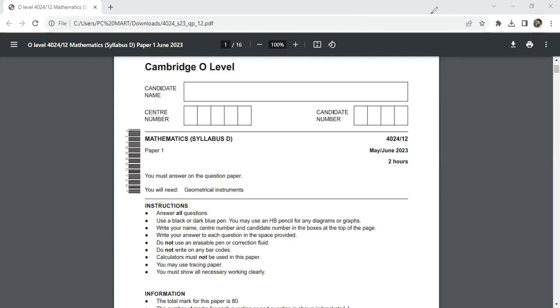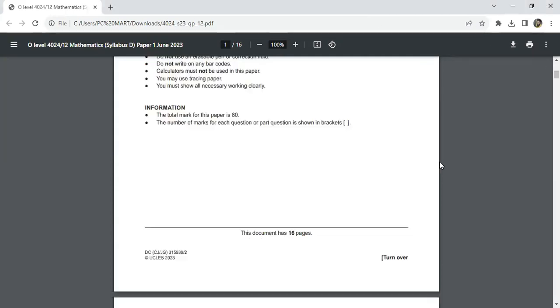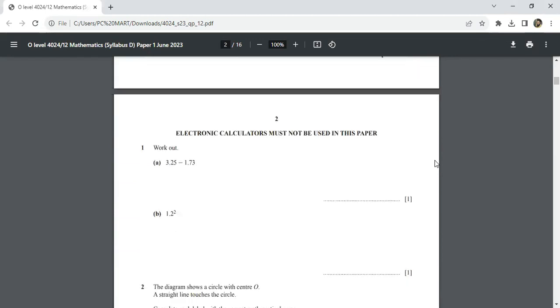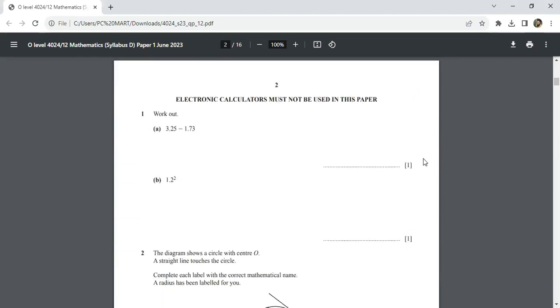The first question we have is finding out the difference, starting with the simpler questions. This is very easy. Whenever you are subtracting, you can always write a sum. 3.25 minus 1.73. This is the simplest thing.